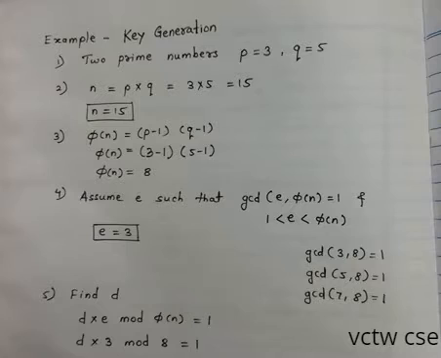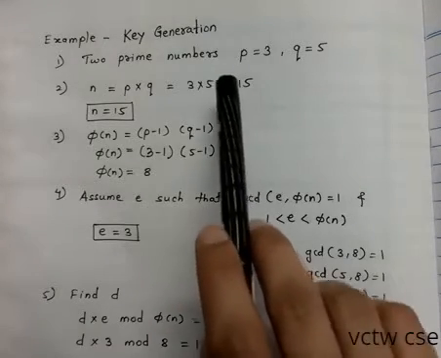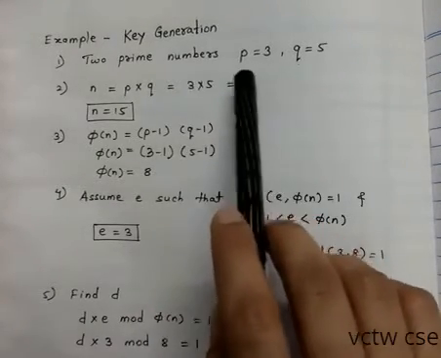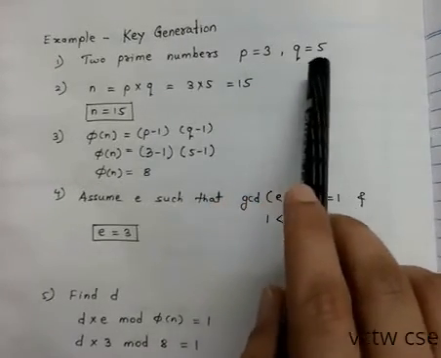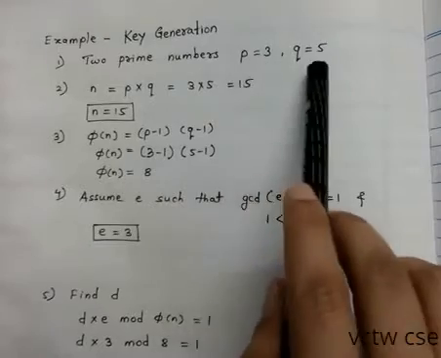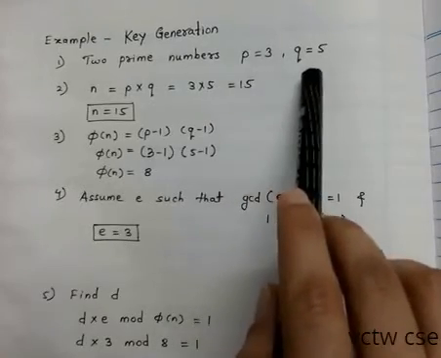Now let us see the example for key generation steps. Here the step number 1 is consider two prime numbers. Here I have considered the two prime numbers P and Q, which is 3 and 5. So P is equal to 3 and Q is equal to 5. Here you can consider any two prime numbers.